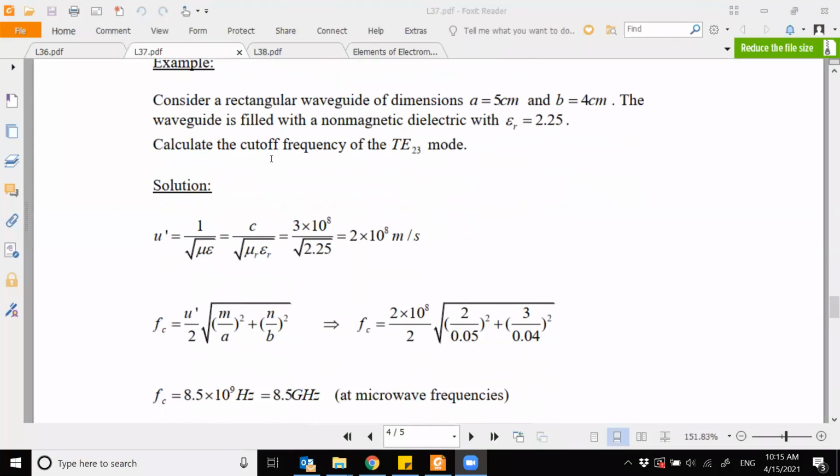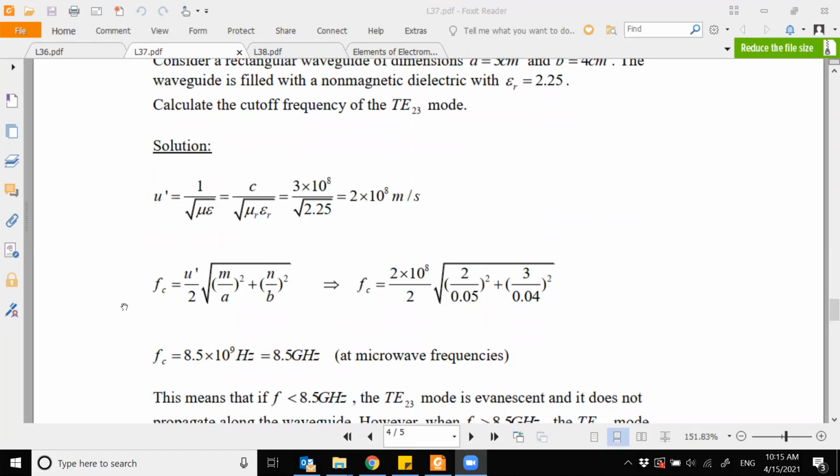So now let's take an example. The example says that you have a rectangular waveguide of dimensions 5 centimeters by 4 centimeters. The waveguide is filled with a non-magnetic dielectric, so mu r is 1, and a dielectric material whose dielectric constant, or relative permittivity, is 2.25. We need to calculate the cutoff frequency of this particular mode, TE2,3. So how should we proceed?